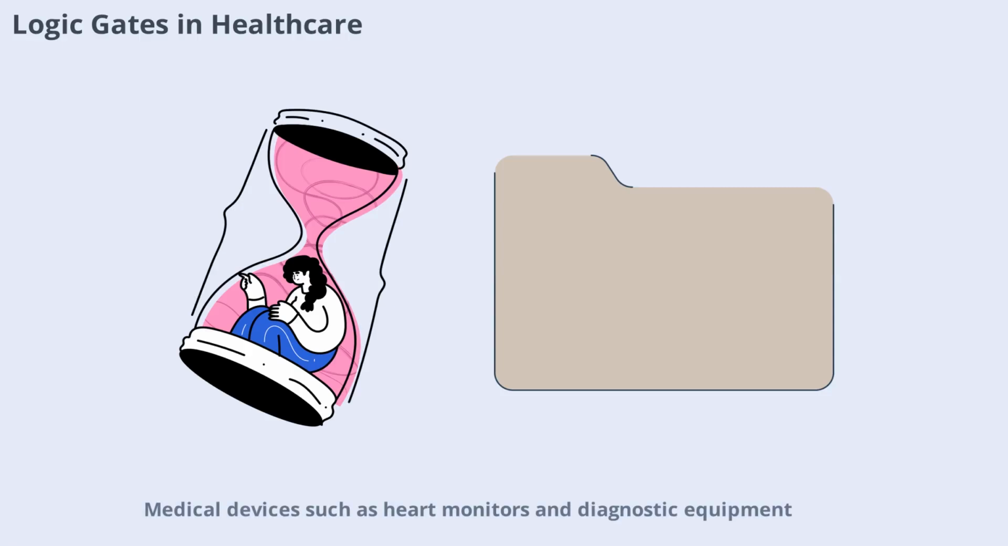Medical devices, such as heart monitors and diagnostic equipment, use logic gates to process sensor data and trigger alerts. For example, a monitor might sound an alarm if both heart rate and oxygen levels fall below safe thresholds, using an AND gate. Logic gates help ensure that healthcare devices operate reliably and provide timely warnings to medical staff.